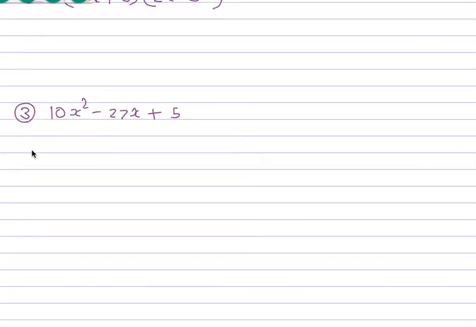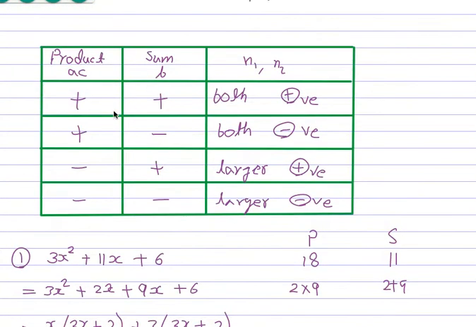Okay. Now here, product and sum. What is the product? 10 times 5, 50, and the sum is -27. Product positive, sum negative.